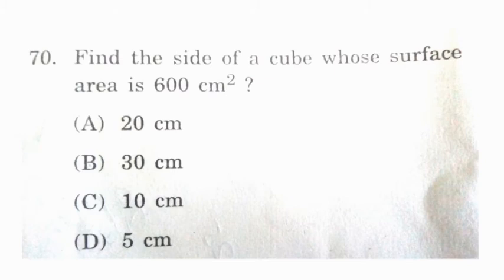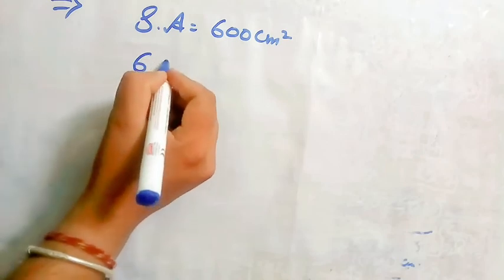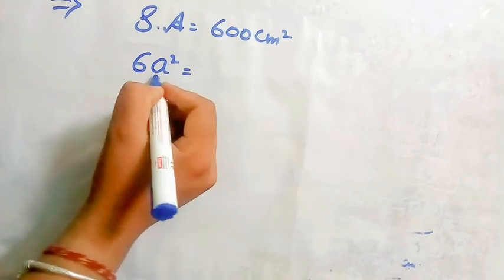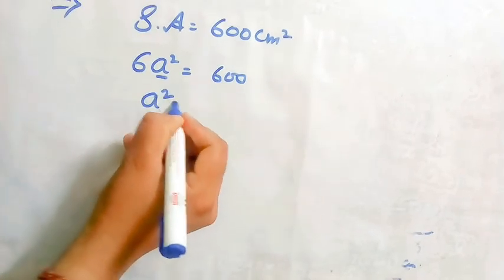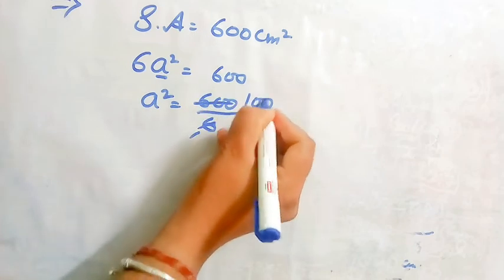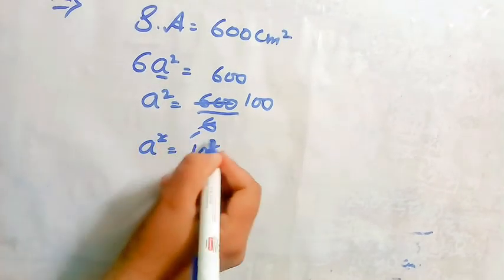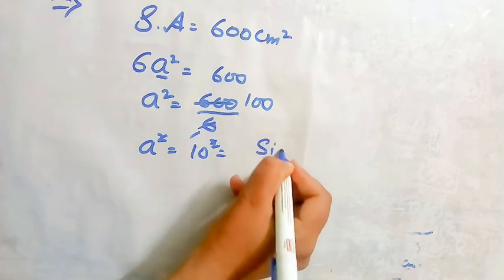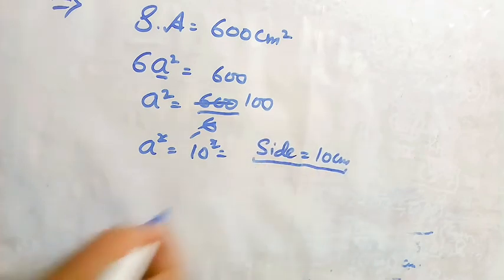Next is find the side of cube whose surface area is 600 centimeter square. So we know the formula of surface area is 6a square. So surface area is given 600 centimeter square. So 6 into side square, side is a, so 6a square is 600 centimeter. So from here a square will be 600 upon 6 which is equal to 100, since 6 1s are 6. a square is 100 which is 10 square and a will be 10, that is side is 10 centimeter.